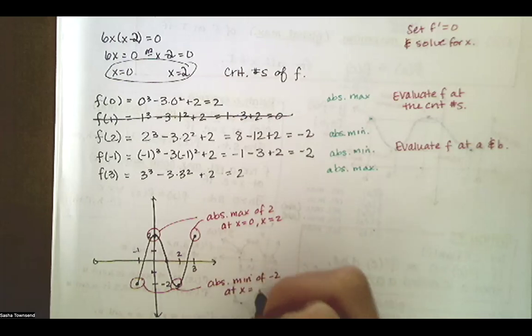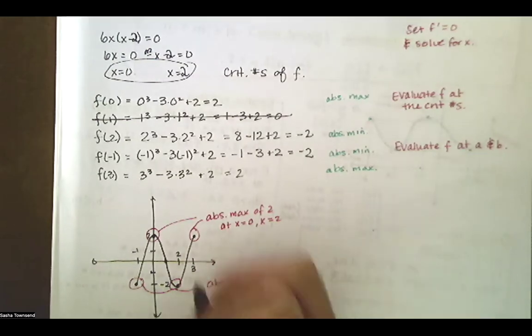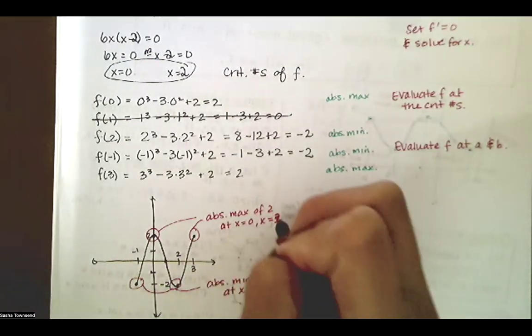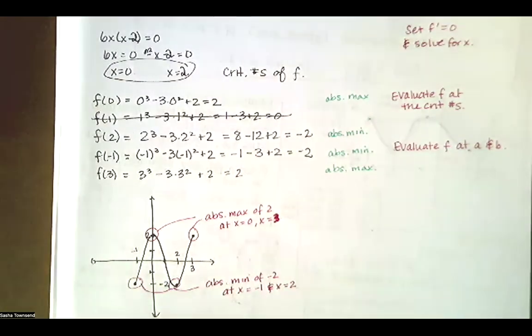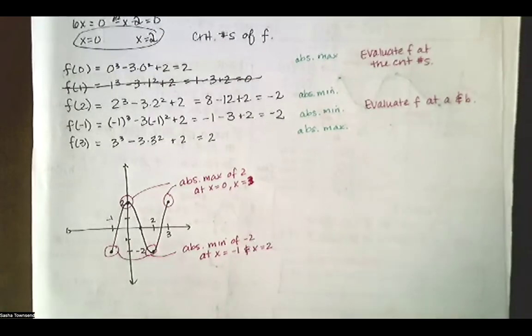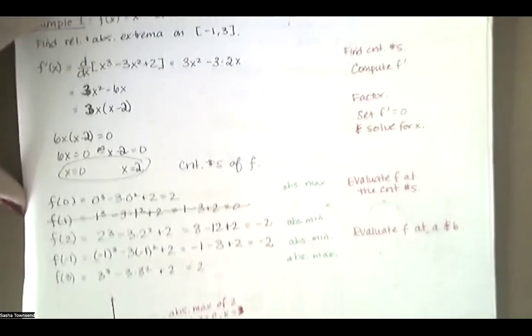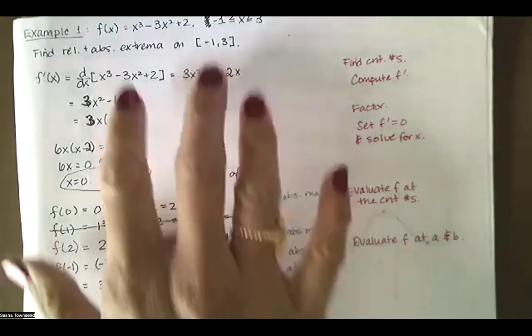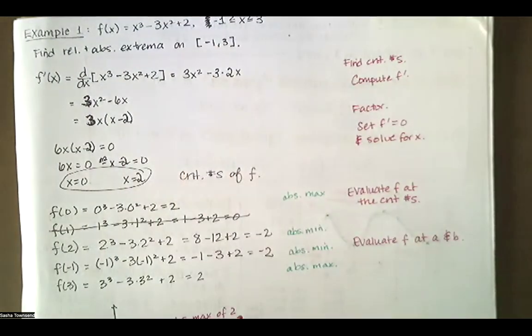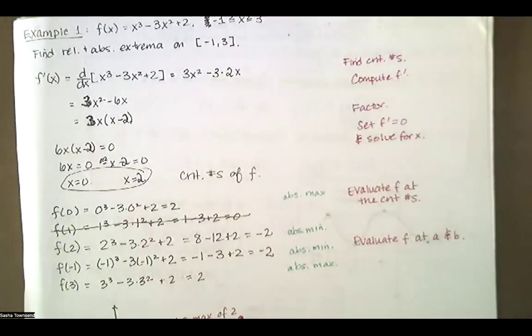At x equals -1 and x equals, this is x equals 2. That's actually x equals 3. Sorry about that. All right. Now we can see all of this on the computer as well. I want to show you how to come up with these graphs on Desmos.com. But this is basically your procedure for finding absolute extrema.